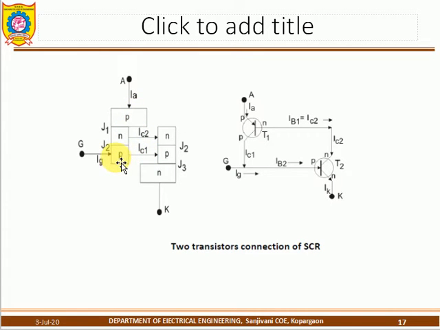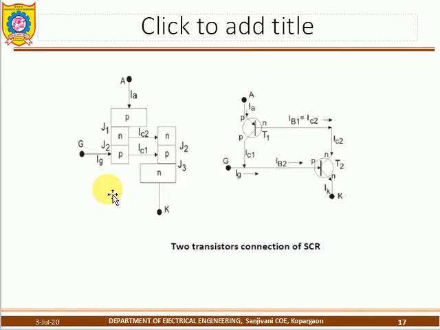PNPN. So where is the P connected? The P is connected to the gate terminal. The top P is connected to the anode terminal. Then the bottom N is connected to the cathode terminal. So here is a diagram of the 2 transistors. The 2 transistors are connected to frame the thyristor.